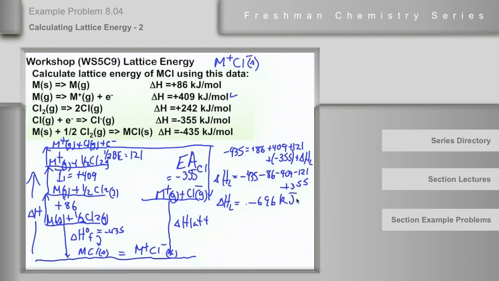per mole of MCl. So each one of them is the same, but you have to look first at the formula. That tells us what ingredients there are for our cycle. And then we put together the cycle, write the equation, and solve for what we need.